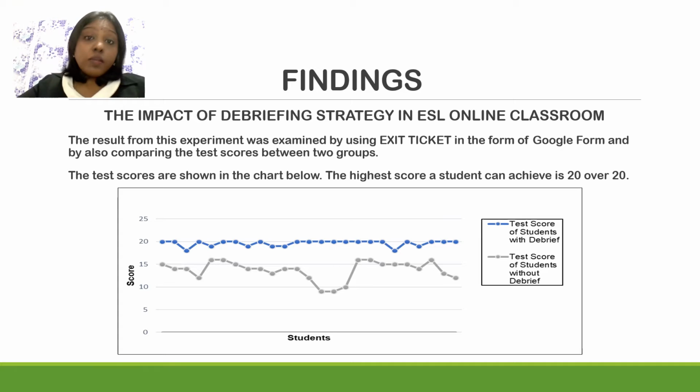Next, I will go on with my findings. This is the results for the first question: the impact of debriefing strategy in ESL online classroom. The result from this experiment was examined by using exit ticket in the form of Google form and by also comparing the test scores between two groups. The test scores are shown in the chart. The highest score a student can achieve is 20/20. The group that has a debriefing session received a higher score than the control group.